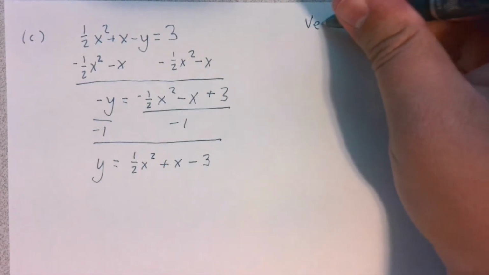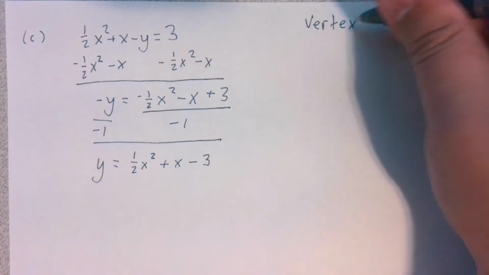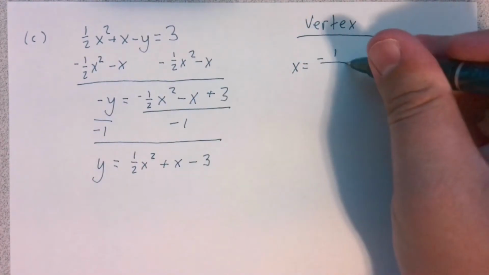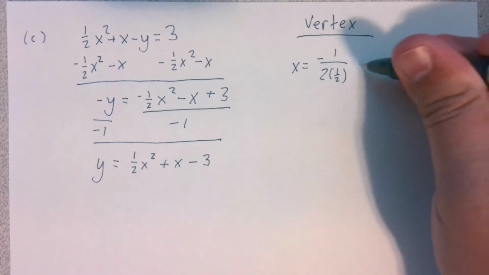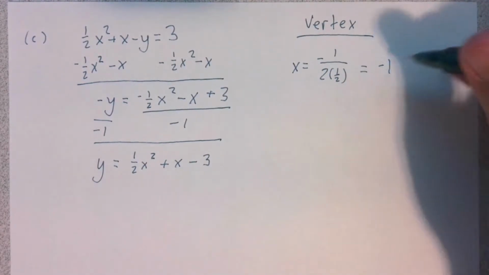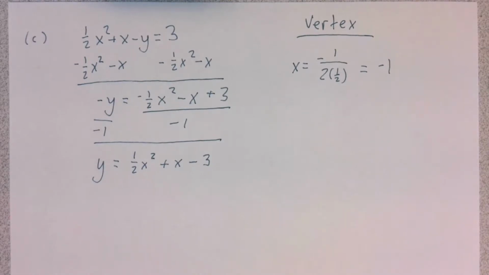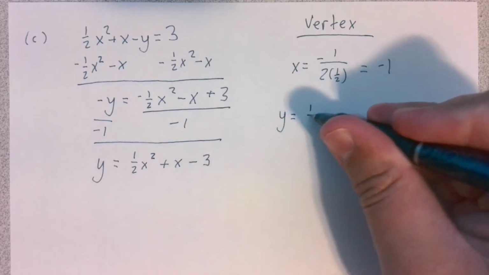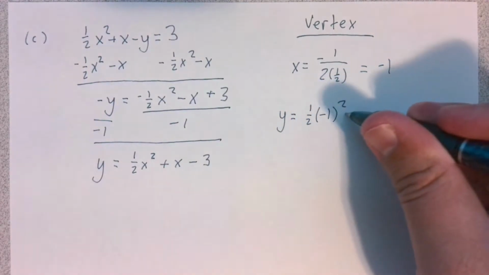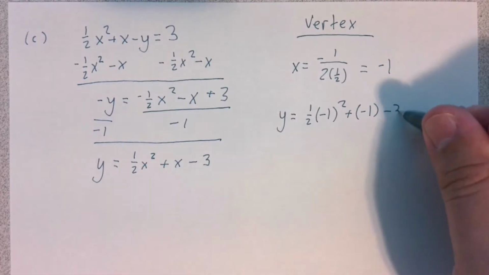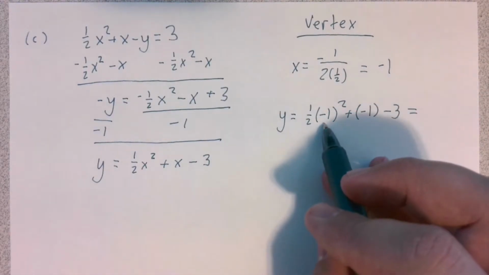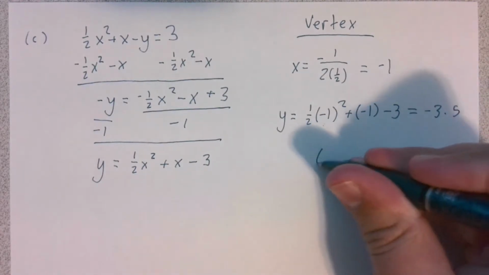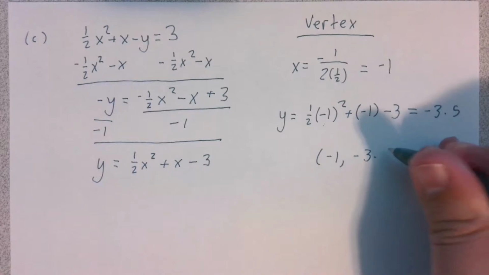Now to find the vertex, we have the formula negative b over 2a for the x value of the vertex. So that means x will equal negative 1 over 2 times 1/2. When you simplify that, we get negative 1. Then to get the y value of the vertex, you plug negative 1 in for x. And if we simplify that, we get negative 3.5. So our vertex is negative 1, negative 3.5.